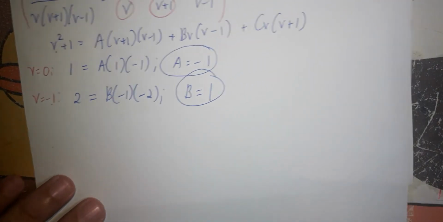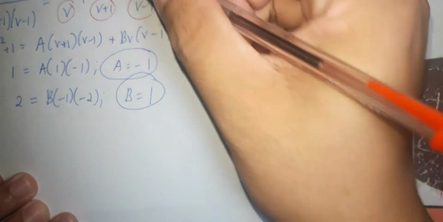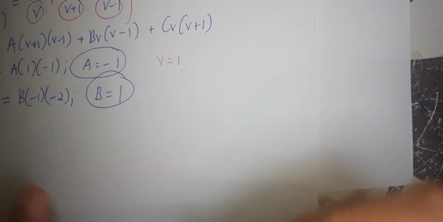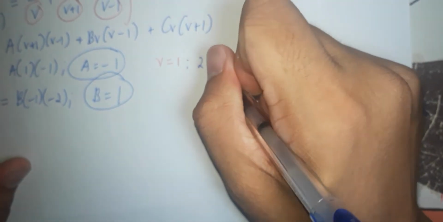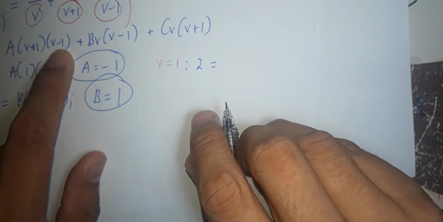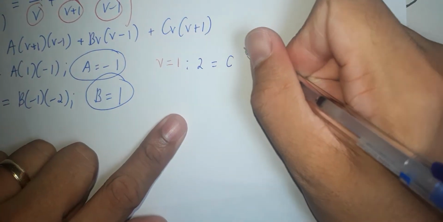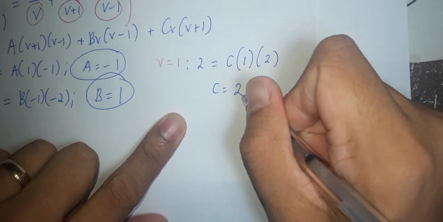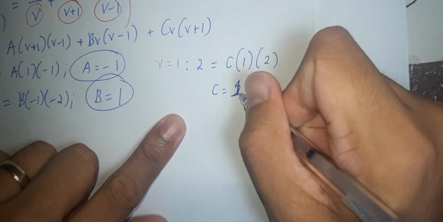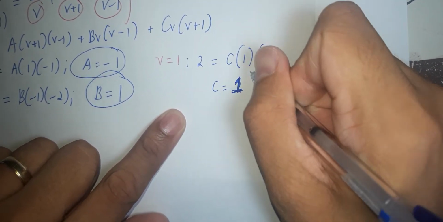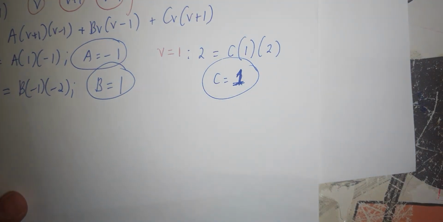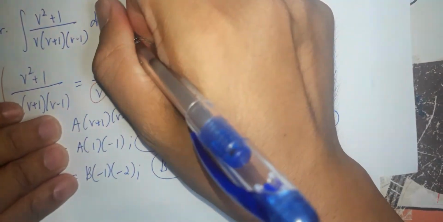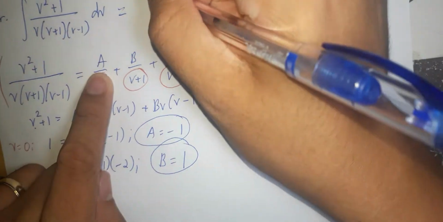Then lastly, equate the third denominator to 0. V is equal to 1. If V is equal to 1, substitute natin. 1 plus 1 is 2 equals, 1 minus 1 cancels out. You can solve for C. That's 1, and then 1 plus 1 is 2. So then C is equal to 2 divided by 2. That is also 1. So, therefore, the value of A is negative 1.